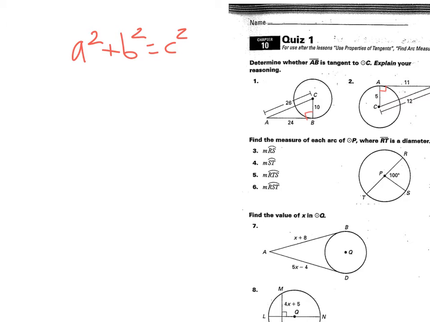Identify all your parts of the triangle. For example, opposite the right angle is always C. This would be A, this would be B. Plug those into this equation. If you get the same number on both sides in the end, then your answer is yes, it is a right triangle. This tangent makes a right angle. If you don't get the same number, then the answer is no. That's how we do numbers 1 and 2.